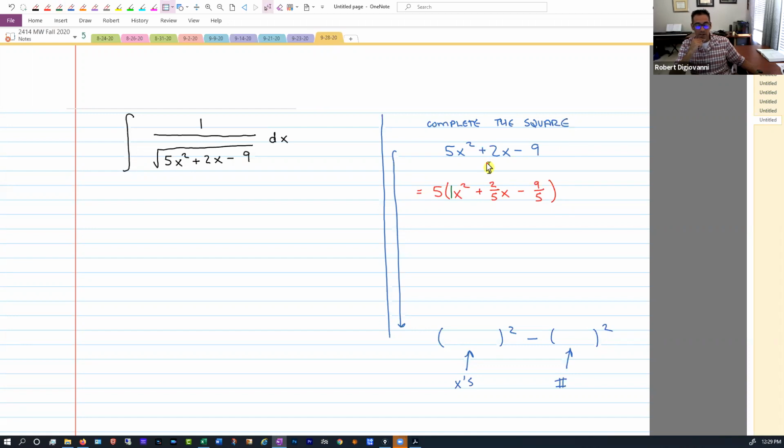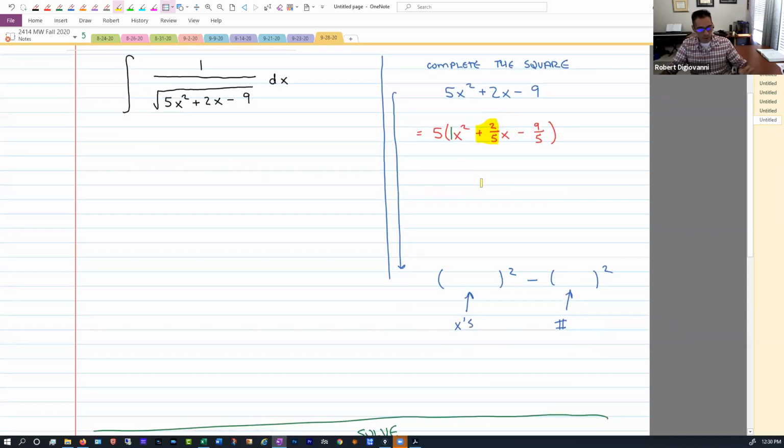All right. So here's what we do. Once you've got a 1 in front of the x squared, you look at the number that's in front of the x term. You identify what that number is. Now for us, that number is 2/5. So I'm going to write that number down over here, 2/5. What we do to that number is we divide it by 2.